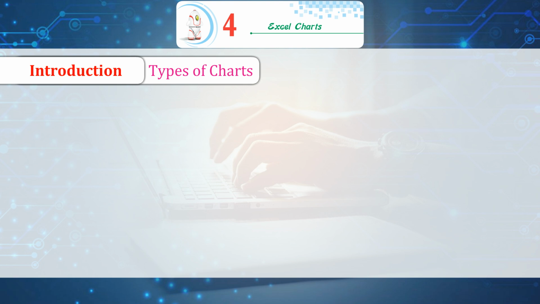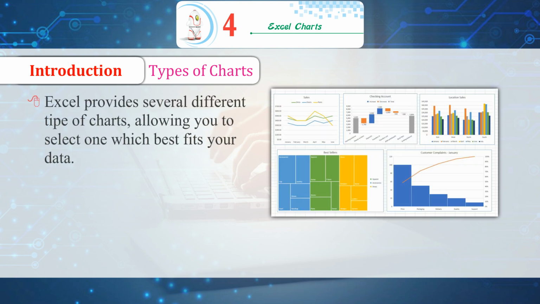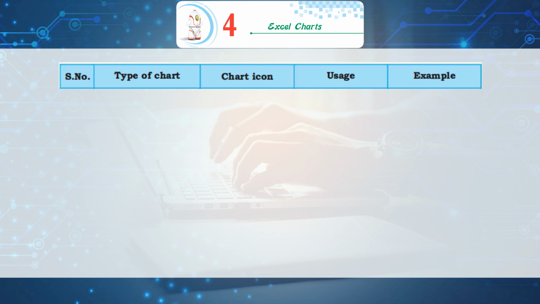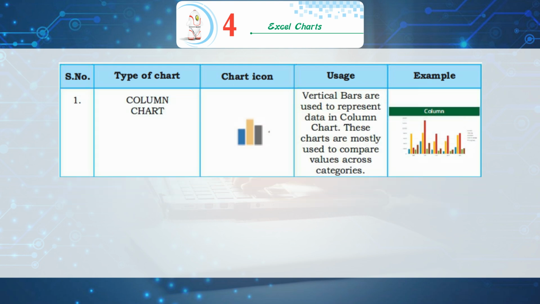Types of charts. Excel provides several different types of charts, allowing you to select the one which best fits your data. The following table shows some commonly used chart types: type of chart, chart icon, usage, example. 1. Column chart. Vertical bars are used to represent data in a column chart. These charts are mostly used to compare values across categories.